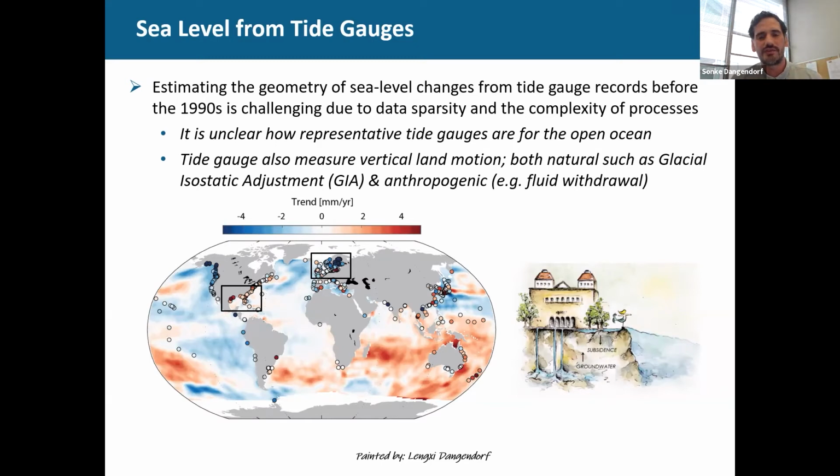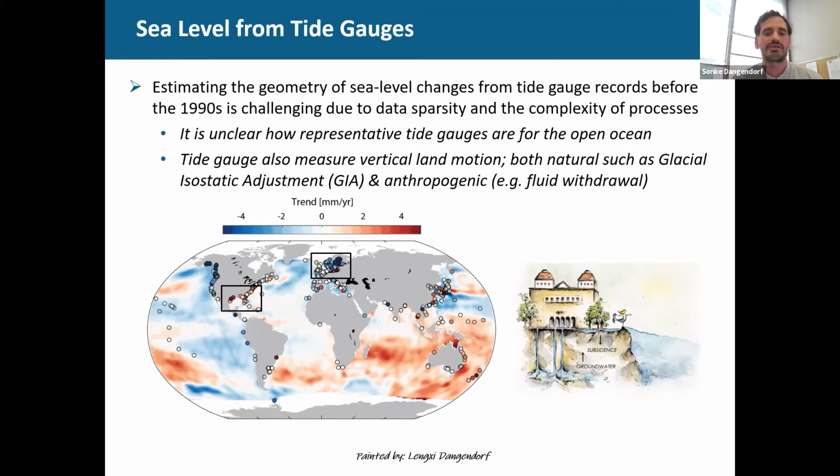Tide gauges instead measure sea level relative to the land on which they are grounded. And that means they not only measure that pure sea level signal, but also the vertical motion of the ground beneath. So this vertical land motion can occur due to two different processes in principle, or groups of processes. There's a natural process that we call Glacial Isostatic Adjustment, or GIA.